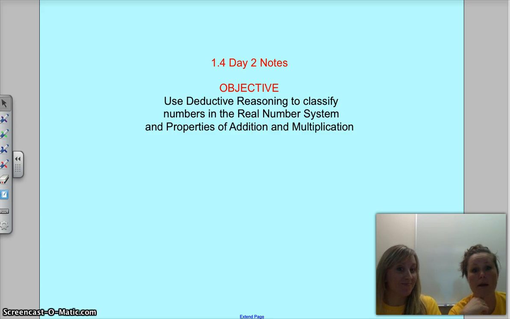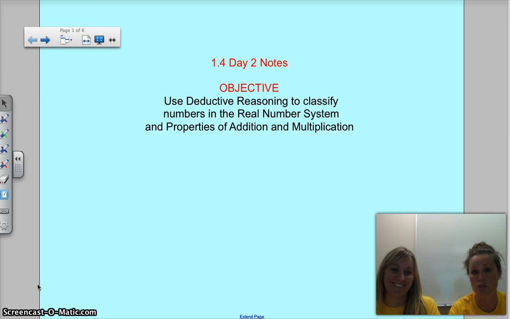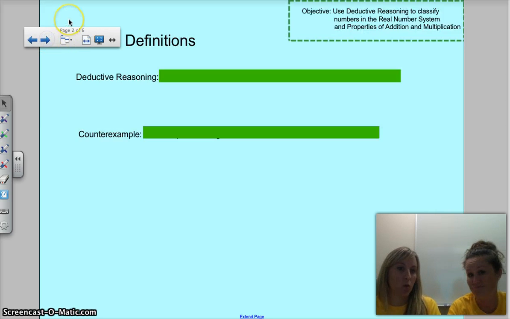All right, today we're going to use deductive reasoning to classify numbers in the real number system as well as use properties of addition and multiplication. So basically when we're talking about deductive reasoning, we are talking about thinking. We can do it. I think you've got it in you.